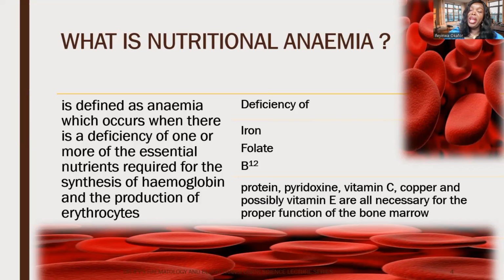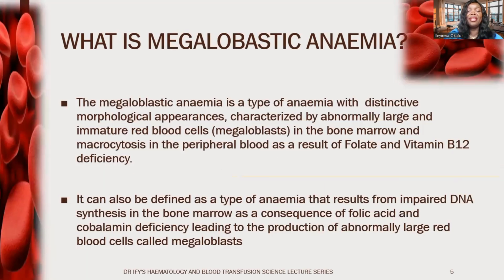Previously, we have talked about iron deficiency anemia as the most prevalent form of nutritional anemia. Please, if you have not listened to that lecture, do well to go back and search for it on our YouTube channel, and I bet you will learn a lot from it. Today, we are going to be handling another form of nutritional anemia, which is megaloblastic anemia, that occurs as a result of folate and B12 deficiency.